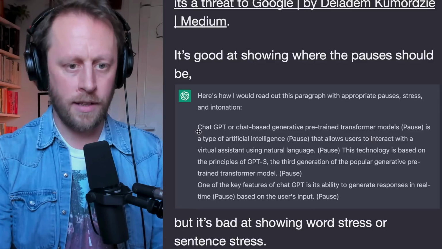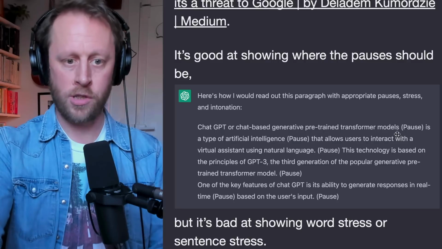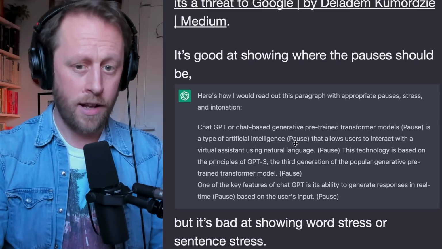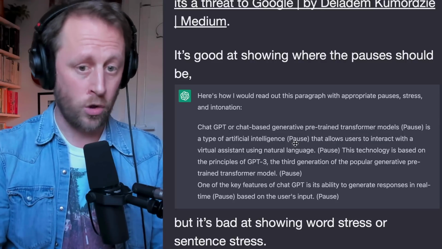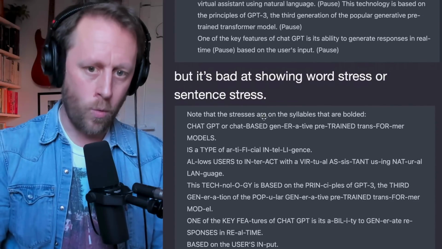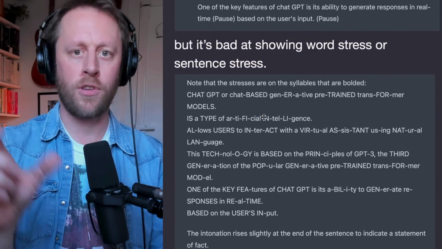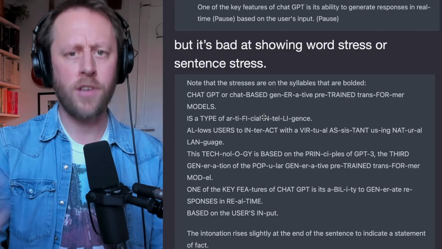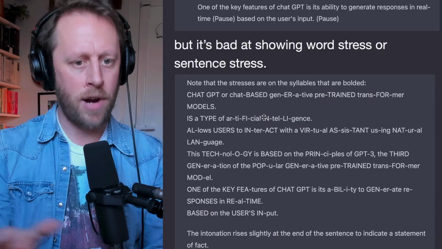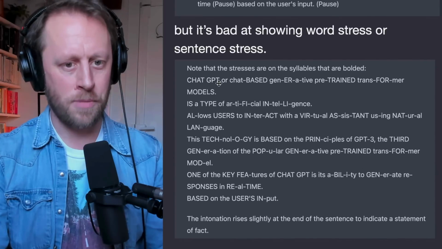So it did this. ChatGPT, or chat-based generative pre-trained transformer models, pause, is a type of artificial intelligence, pause, that allows users to interact with a virtual assistant using natural language, pause. So it does actually show us the pauses, but it's bad at showing word stress or sentence stress. Even though it knows this, you can ask it to give you the sentence stress or word stress. You can ask it to give you the word stress for certain words and it'll do it. But when it comes to analysing the whole text and breaking it up and chunking it, it doesn't do it very well. And this is its response to that.